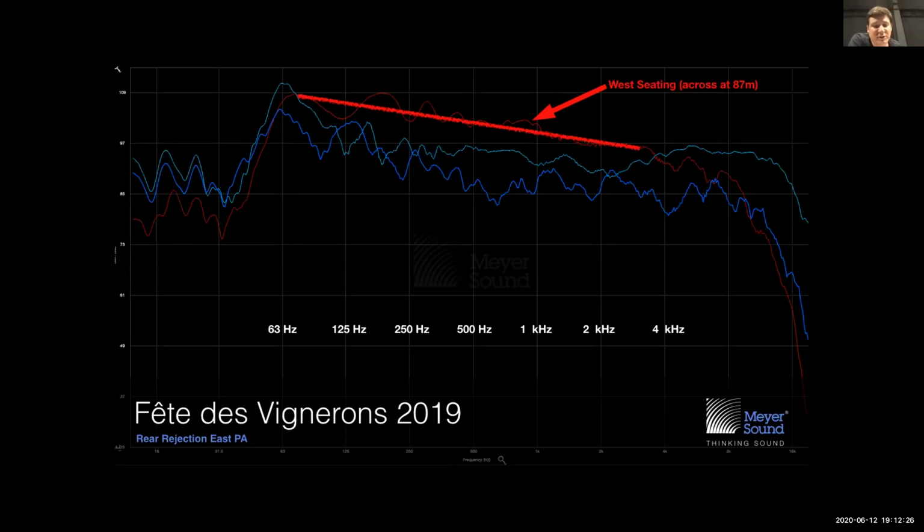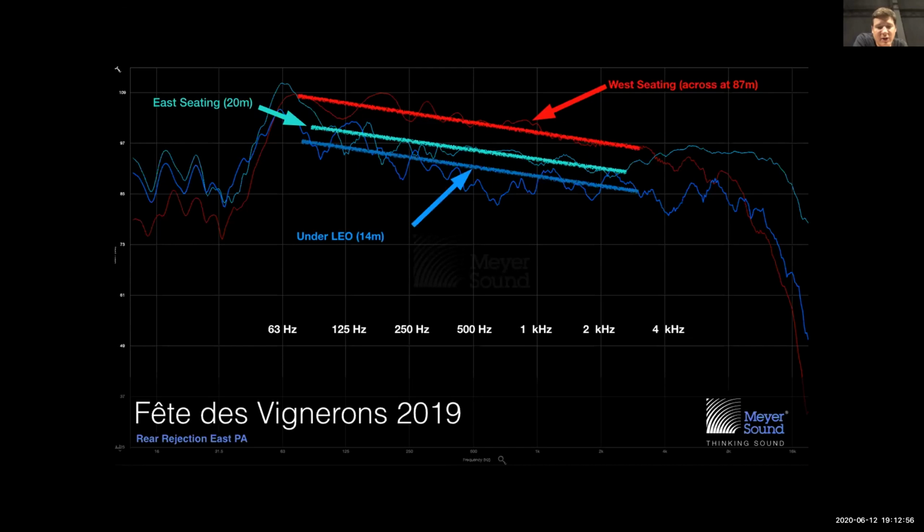What is interesting to us is the design without that, and especially what's the headroom we have in between the different positions. So this is the west sitting across, so 87 meters across the arena from the main PA. The east sitting that is behind is the blue trace. So the microphone behind the Leos, and this is the Leos and the Lions together, and that's what we get. And under the Leo, it's the blue line, and that's the net result we get in headroom.